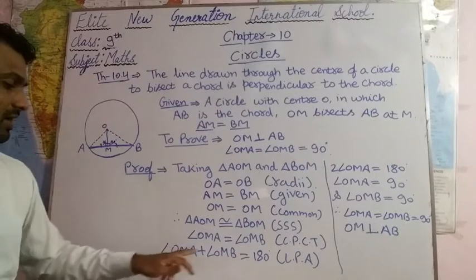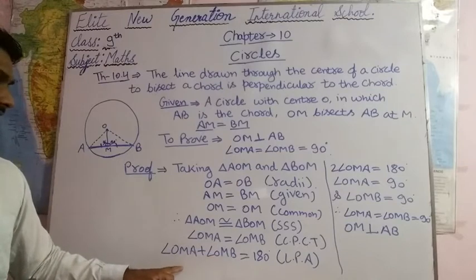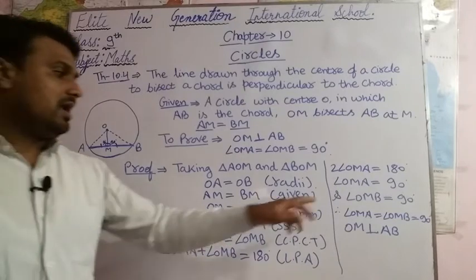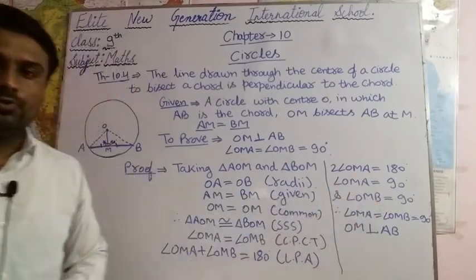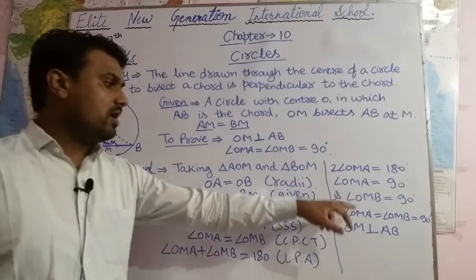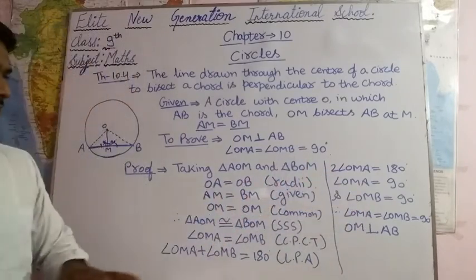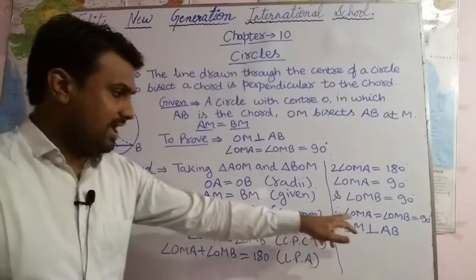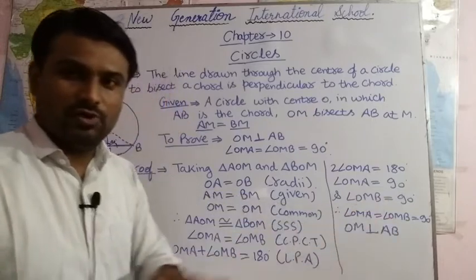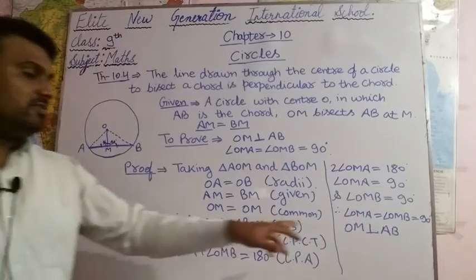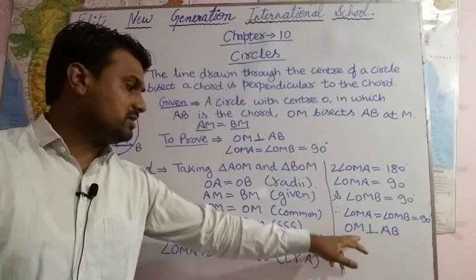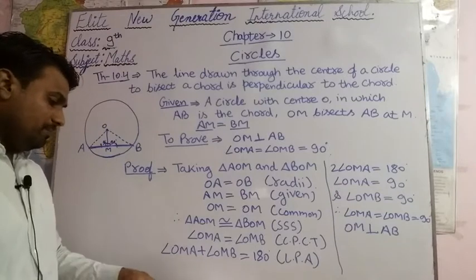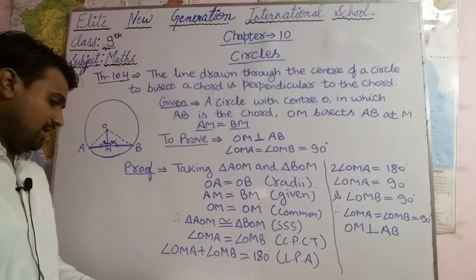Now here OMA and OMB are equal, so by adding, we can say that twice angle OMA will be equal to 180. So angle OMA will be equal to 180 upon 2, that is 90. Similarly, OMA and OMB are equal, so OMB will also be equal to 90 degrees. Therefore, angle OMA equals angle OMB equals 90 degrees. And if these two angles are 90 degrees, then OM is perpendicular to AB. So on the basis of this theorem we can start our exercise.